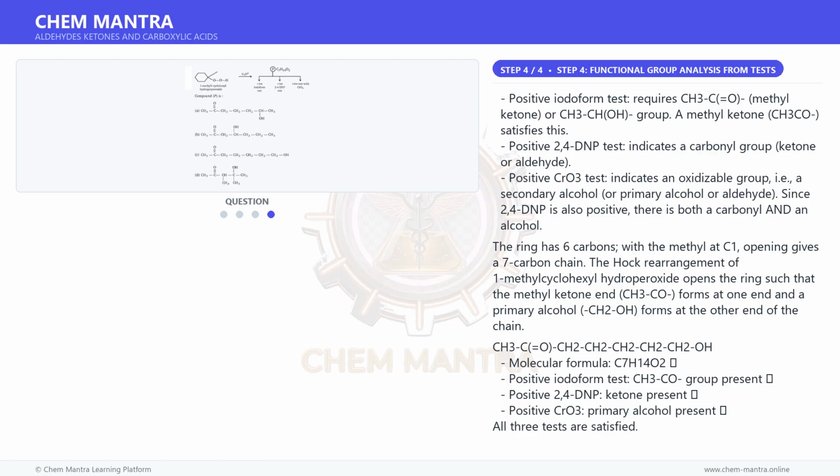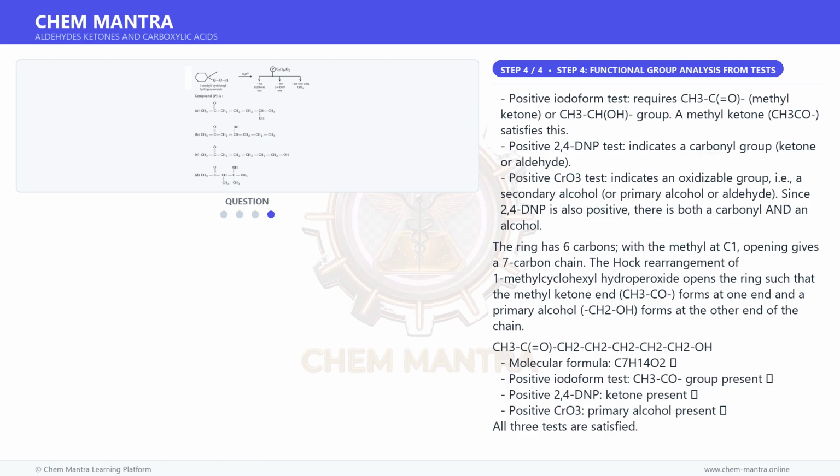The ring has 6 carbons, and with the methyl at C1, opening gives a 7-carbon chain. The Hock rearrangement of 1-methylcyclohexyl hydroperoxide opens the ring such that the methyl ketone end, CH3CO, forms at one end and a primary alcohol, CH2OH, forms at the other end of the chain. CH3C=O, CH2, CH2, CH2, CH2, CH2OH.